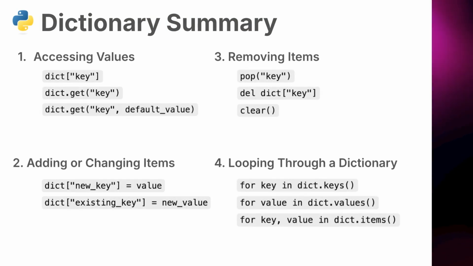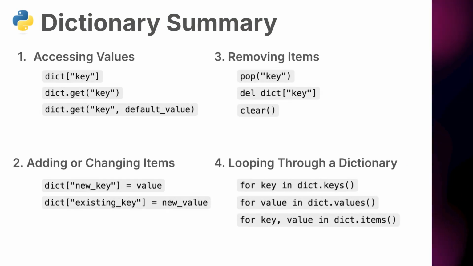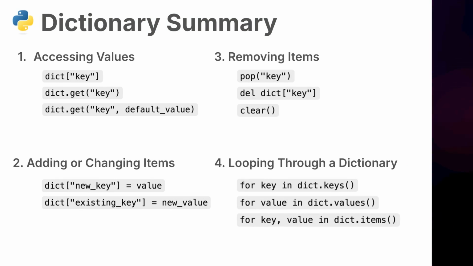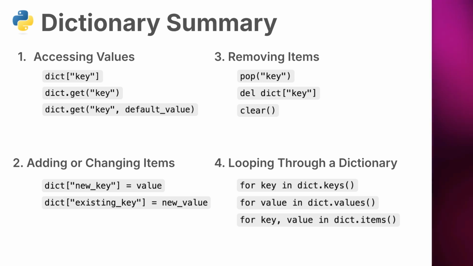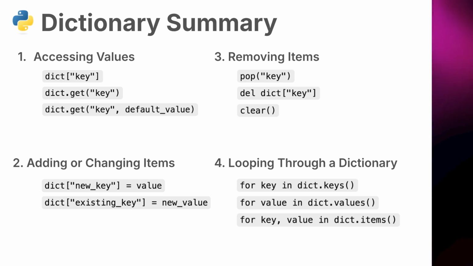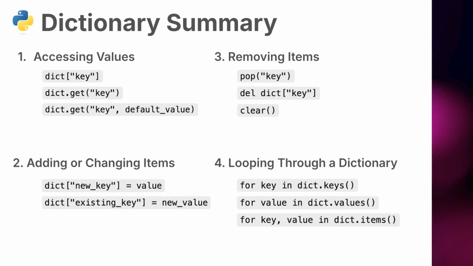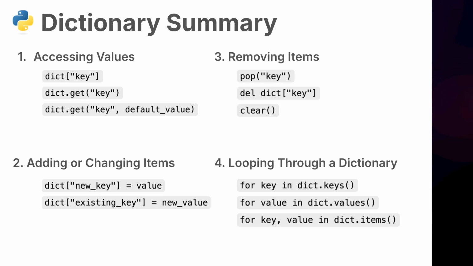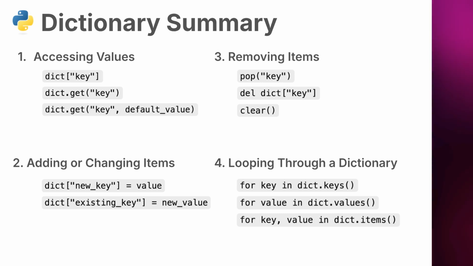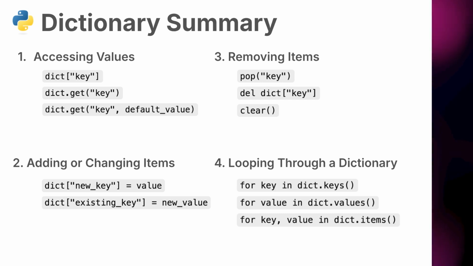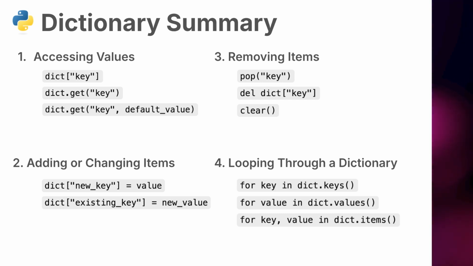This is the summary of the dictionary. We covered these things. 1. Accessing values. Get values by using the key directly or safely with get. Using get helps avoid errors if the key doesn't exist. 2. Adding or changing items. You can add a new key value pair or update an existing one using the same syntax. 3. Removing items. Use pop to remove a specific item. Use del to delete a key value pair. Use clear to remove all items in the dictionary.